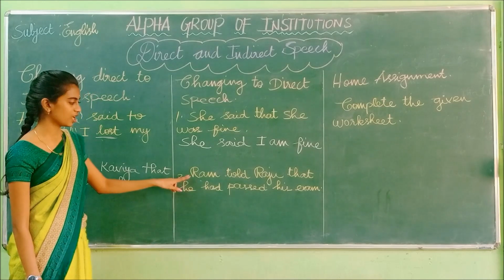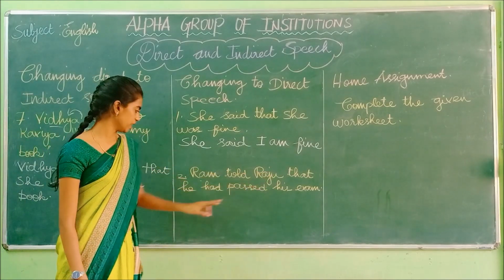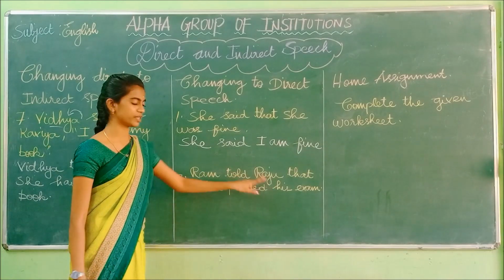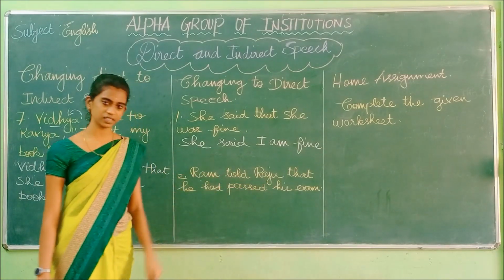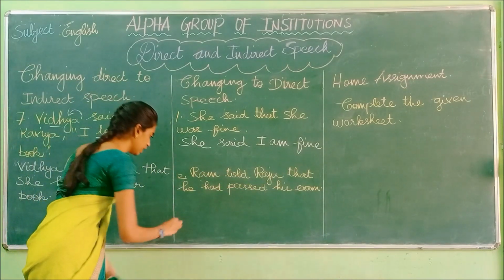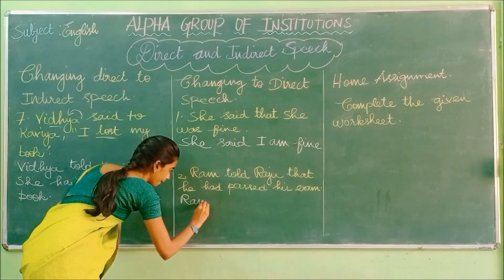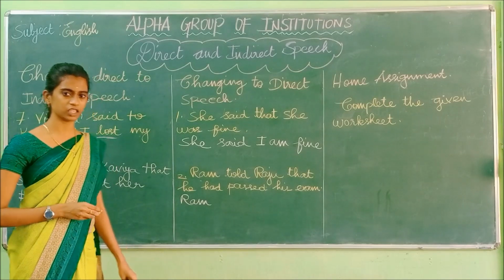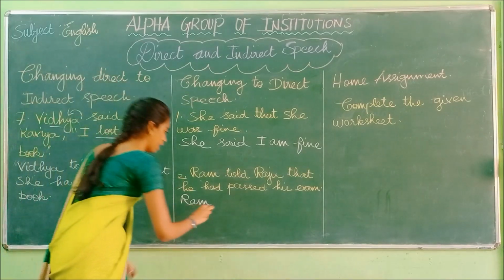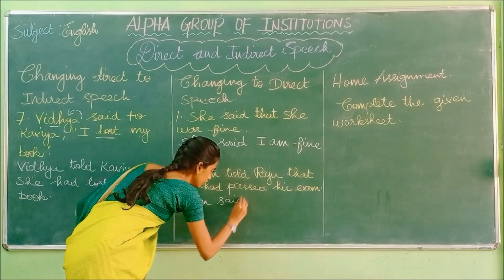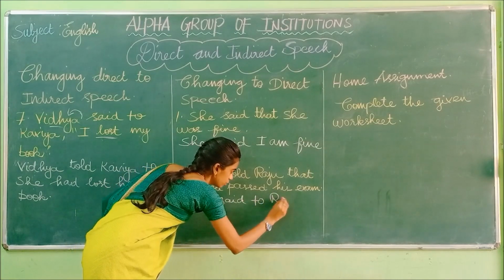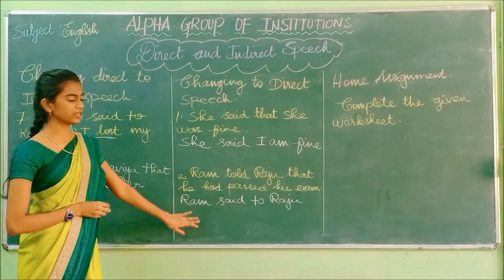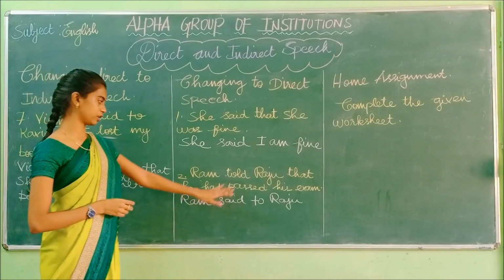The next sentence. "Ram told Raju that he had passed his exam." We have to start with the first person, Ram. How will "told" be changed in direct speech? "Said to". Ram said to Raju. Do we have to write the conjunction here? No, we should not write the conjunction. So, Ram said to Raju.